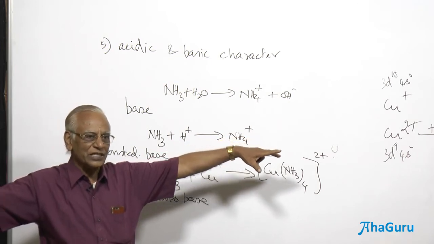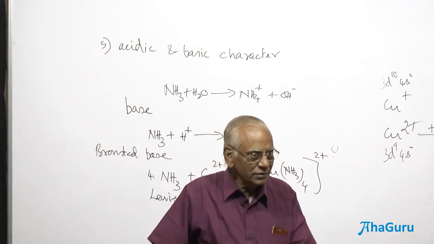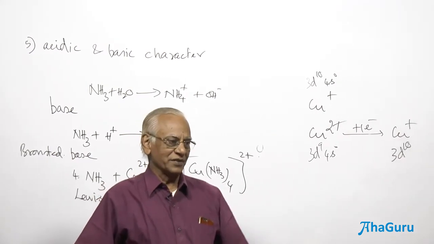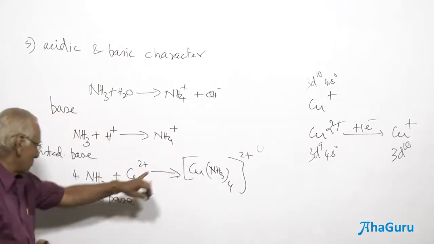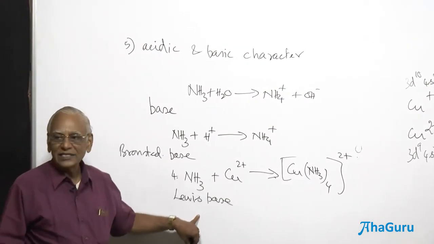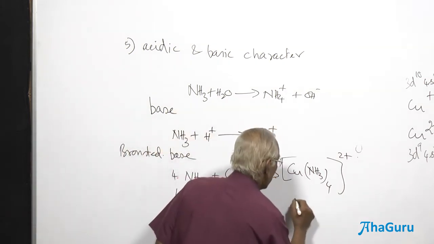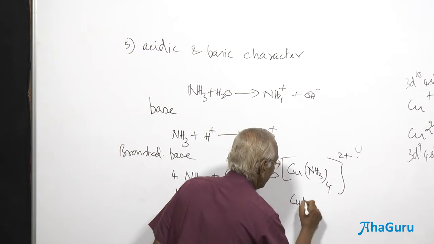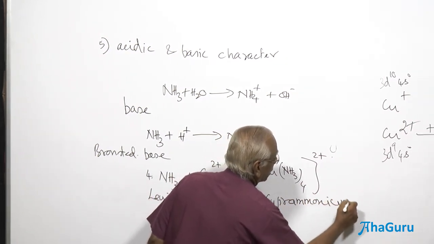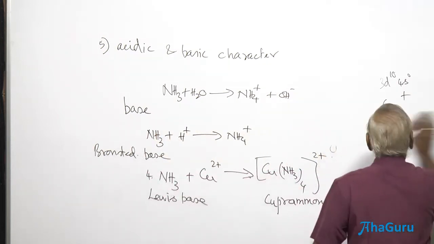I also told you Cu+ is colorless, Cu2+ is colored. Didn't I tell you? It is because of the number of unpaired electrons. That apart, did you understand now? Are you convinced that ammonia acts as a Lewis base in the formation of this compound? This is called cuprammonium ion. I did not write the anion at all.